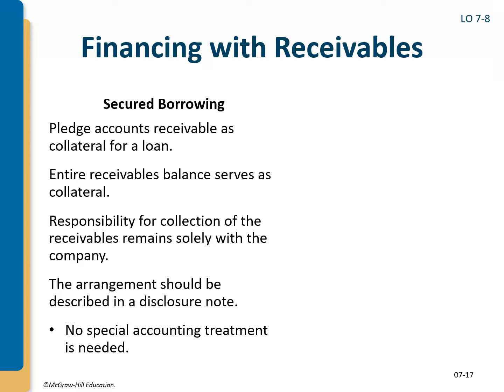So we say to the bank, give us $100,000, we'll pledge as collateral $130,000 of accounts receivables. If we default on the loan, those receivables are the bank's. The entire receivable balance serves as collateral, sometimes only partially. Responsibility for collection of the receivables, though, is still with the company. They're just using them to support a loan. They're not transferring them out of the company. They still own them. This type of arrangement should be described in a disclosure note.